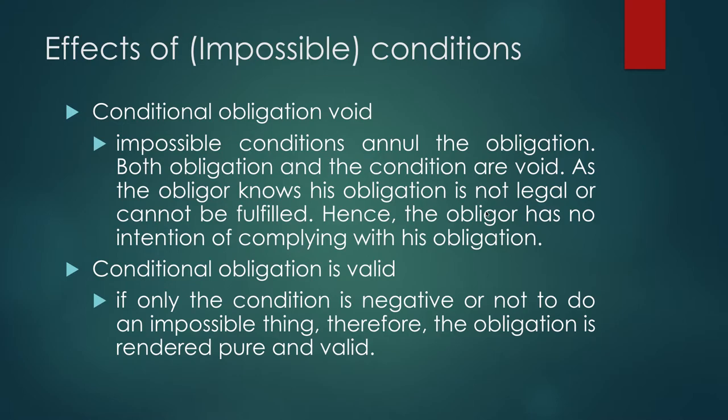What are the effects of conditions that are impossible? The conditional obligation is going to be void. Impossible conditions annul the obligation. Both obligation and the condition are void, as the obligor knows his obligation is not legal or cannot be fulfilled. Hence, the obligor has no intention of complying with his obligation.